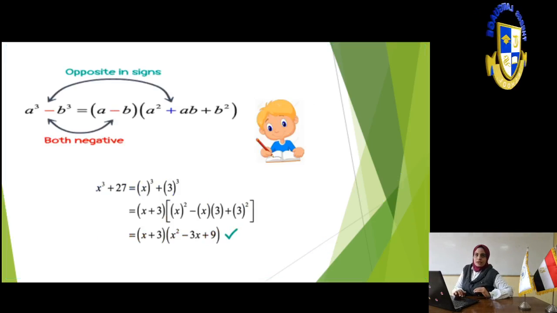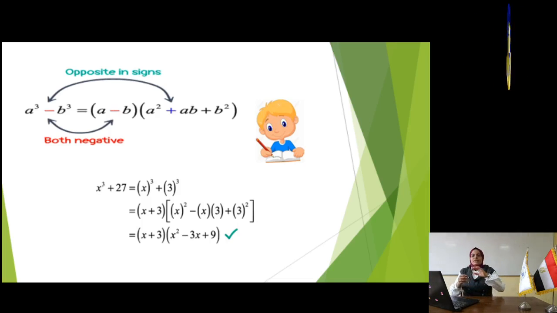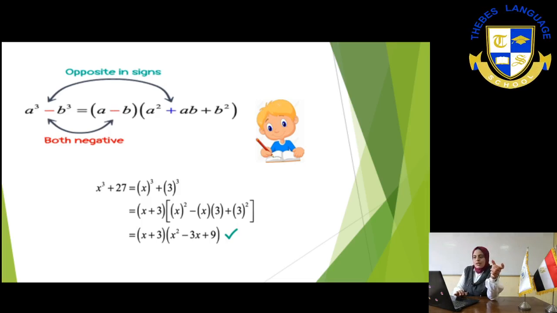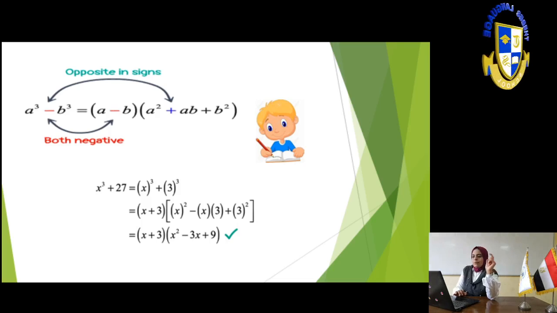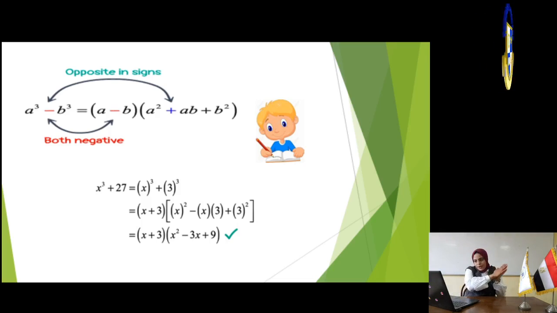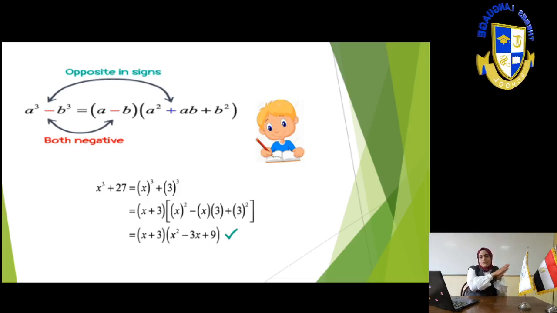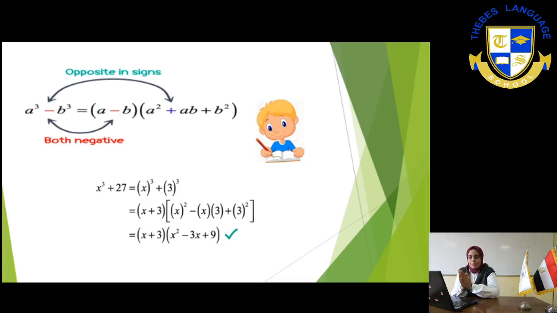We have here an example which is a to the power 3 minus b to the power 3. We will factorize as the following. By taking the cubic root of the first term, it will be a. By taking the cubic root of the second term, it will be b. Keep the sign of the original expression in the first bracket. If we have a negative at the first, we will put negative in the first bracket.